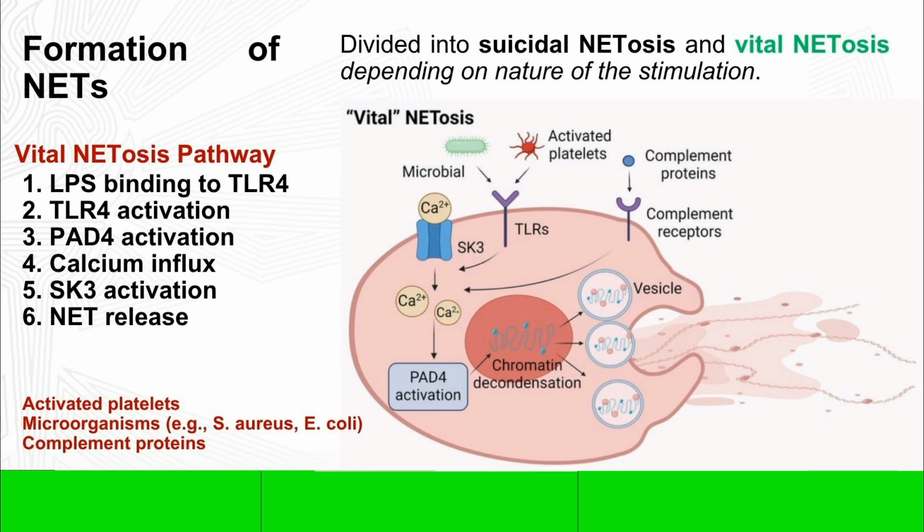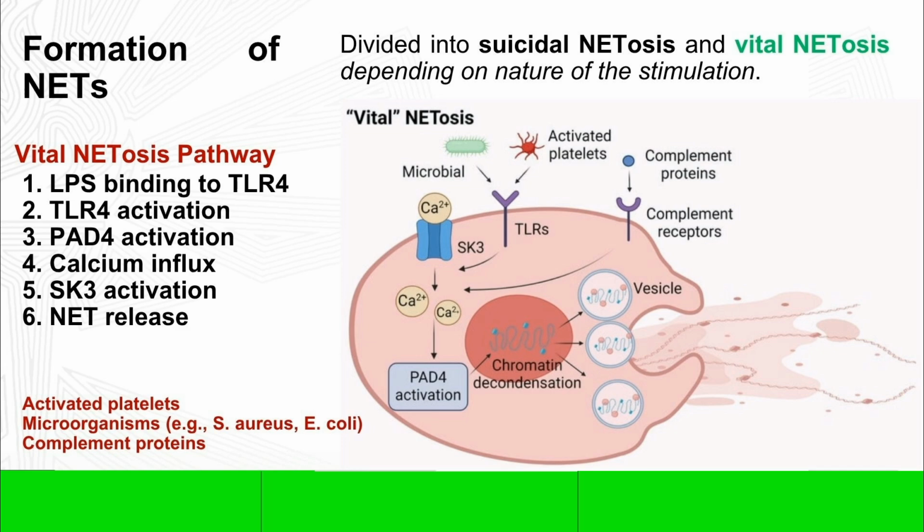Same gyapon sa suicidal NETosis, first is recognition sa stimulus. Then our example diri is LPS binding to TLR4. Pero pwede ra gyud gihapon ini asa sa duha ang mo-bind sa TLR. Pero atong example diri is LPS or lipopolysaccharide. Then as what you can see, pwede gihapon nga ang complement protein mo-bind sa neutrophil complement receptor. Kay kung kagaina ang stimulus sa suicidal NETosis is katong PMA, cytokines, chemokines, and antibody. Ang stimulus sa vital NETosis is activated platelets, microorganisms, ug ang complement proteins.